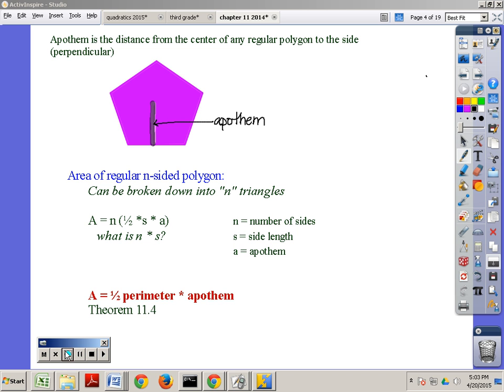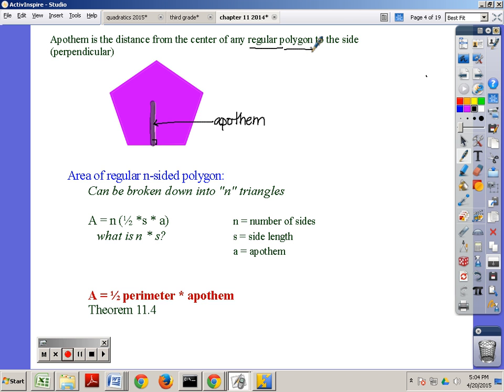Now here's some new vocabulary. Apothem is this word right here. Apothem is how you say it. It's a pretty cool word. And it is the distance from the center of any regular polygon to the side. It's always perpendicular. So it's not your diagonal length here. It's your perpendicular from the center of any regular polygon to the side.